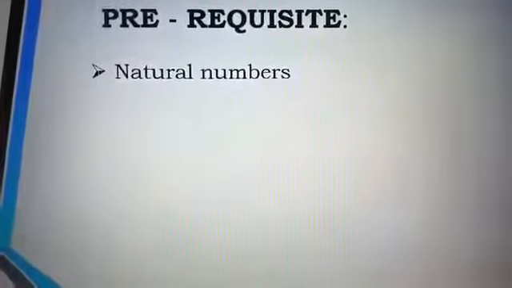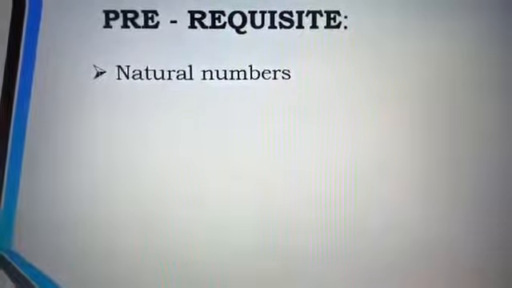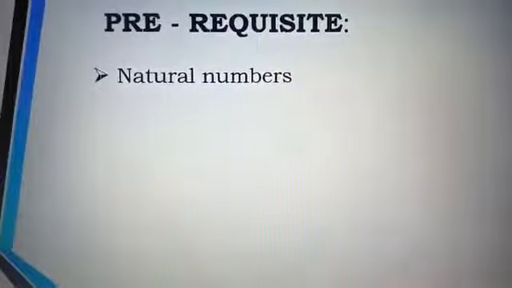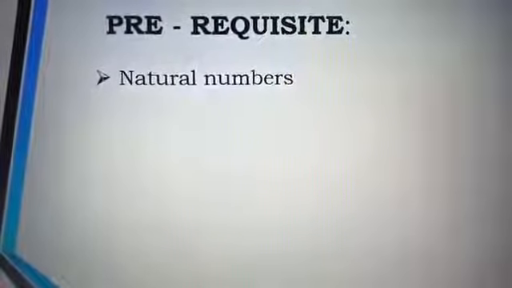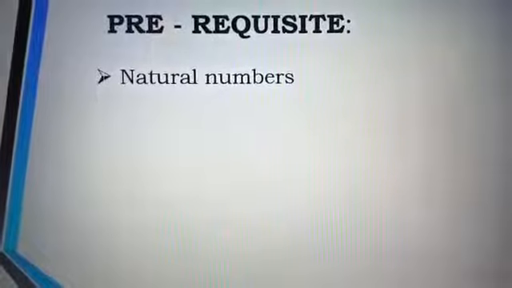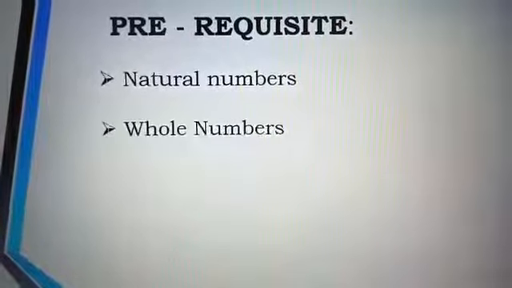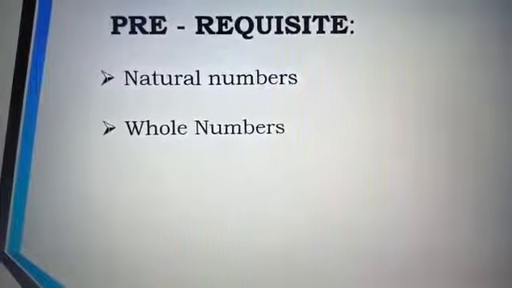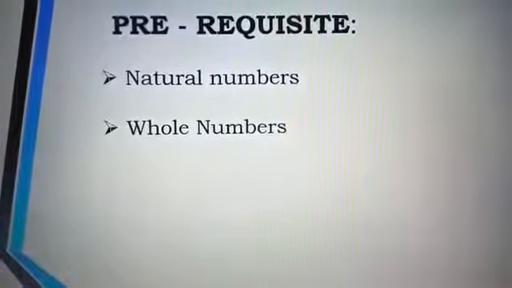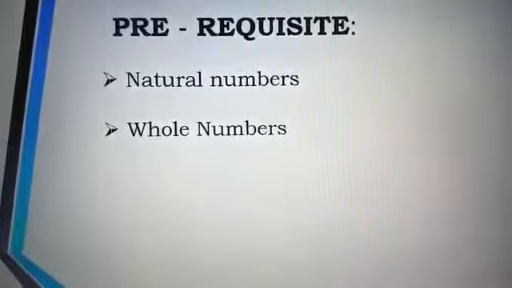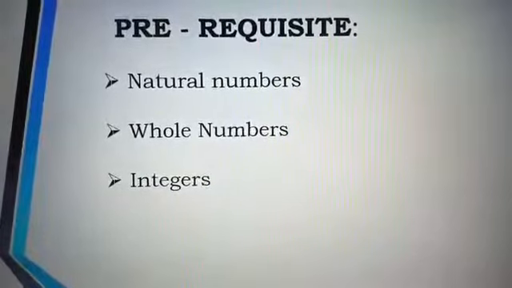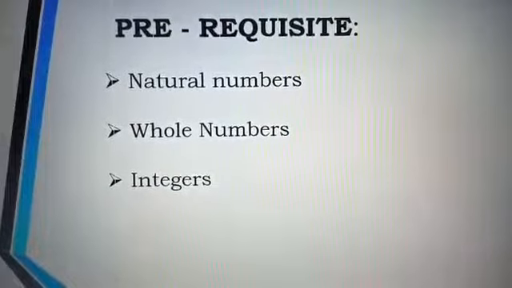Natural numbers. Can you tell me what natural numbers are? Yes, natural numbers are from 1 to infinity: 1, 2, 3, 4 and so on. The next one is whole numbers, which is nothing but natural numbers along with 0. And next, the main thing will be the integers. Yes, so we came to the integers.